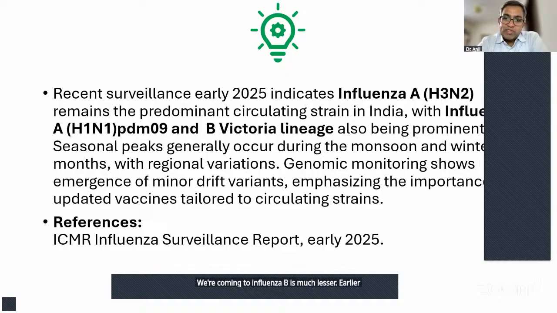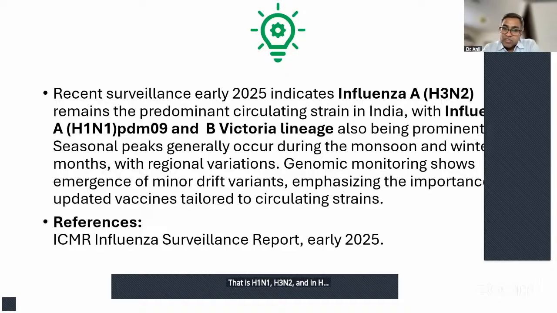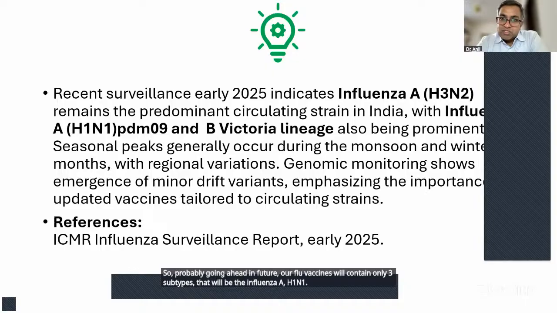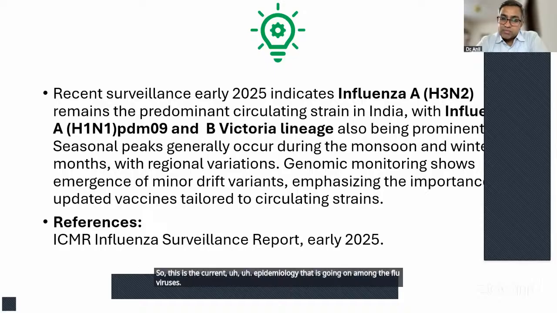Earlier, the flu vaccine contained influenza A, that is H1N1 and H3N2, and for influenza B it contained the Victoria and Yamagata lineages. After September 2020, the Yamagata strain has not been found anywhere. Only the Victoria lineage has been found among influenza B viruses. So going ahead, our flu vaccines will probably contain only three components: influenza A H1N1, H3N2, and the Victoria lineage. Yamagata will be dropped. This is the current epidemiology among the flu viruses. Thank you very much.